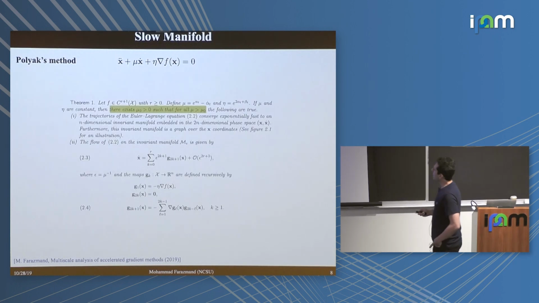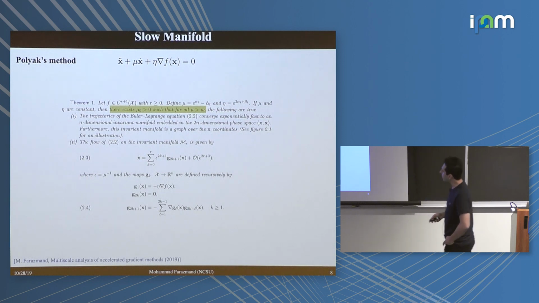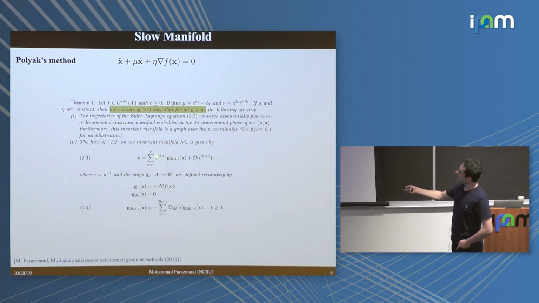So as I mentioned, I have these expressions that, as I increase the order of accuracy, give me better and better approximations of the slow manifold. And the g's I can explicitly compute them. So let's look at some of these approximations.